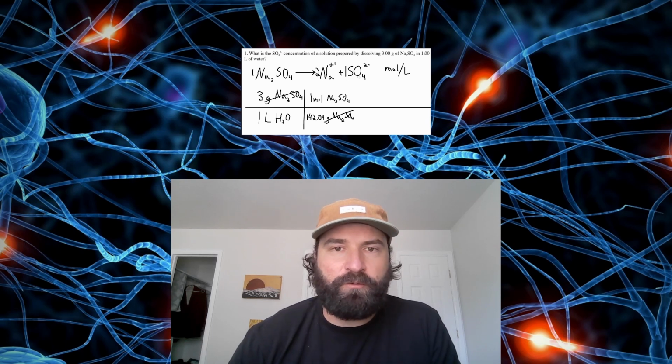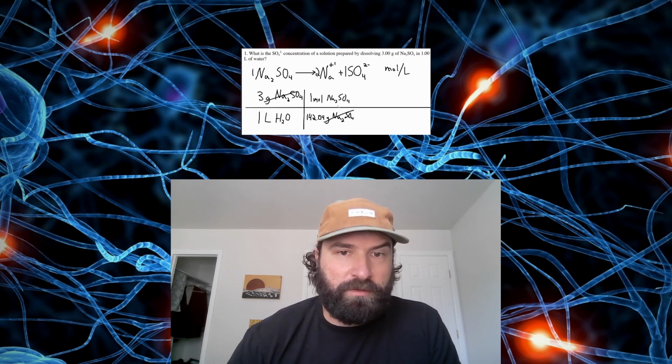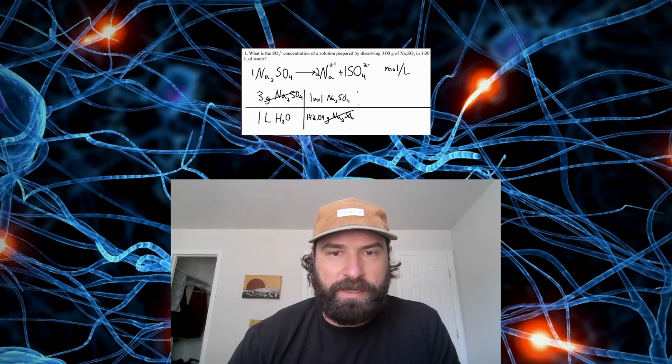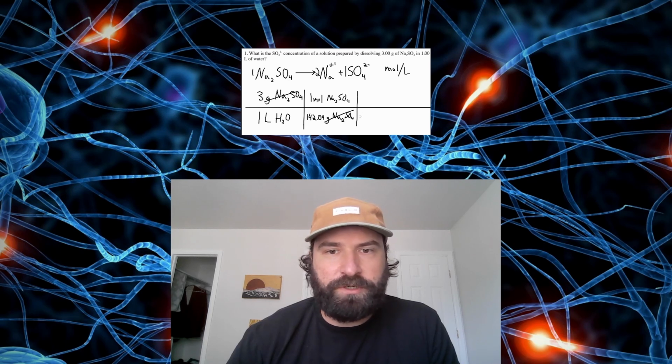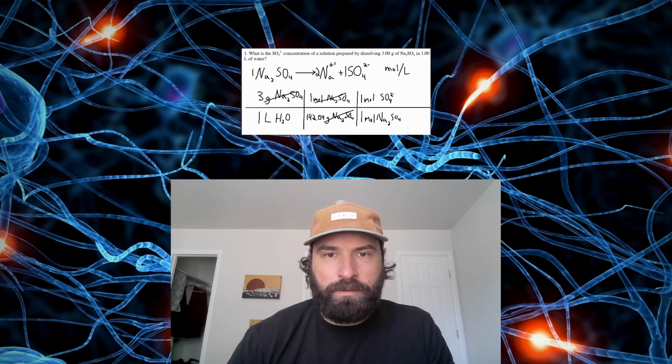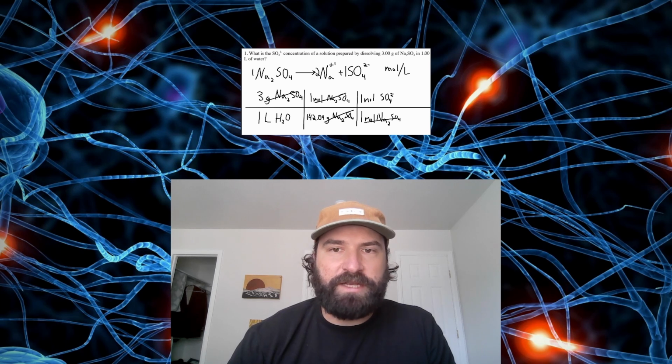So now we have to figure out a way to compare moles of sodium sulfate to just moles of sulfate. Well, that's useful because we have our equation here. It's a 1-to-1 ratio in the equation, so we're just going to put that there's 1 mole of sodium sulfate for every 1 mole of just sulfate, the sulfate ion. These are going to cancel. Now we have the exact units we were looking for. We have moles of SO4 over liters of H2O.